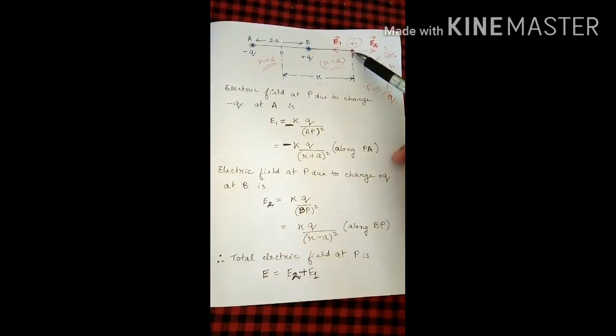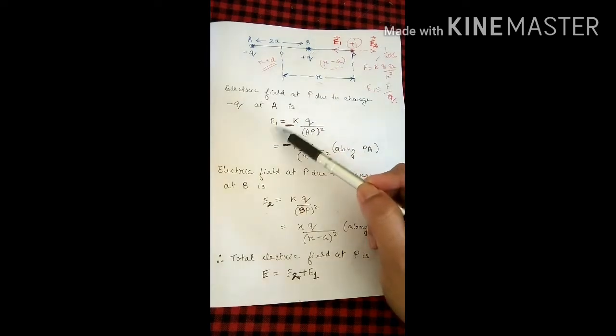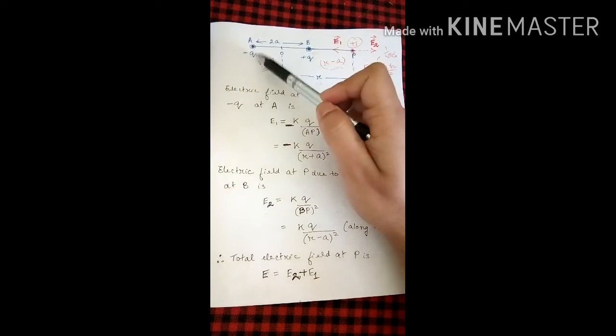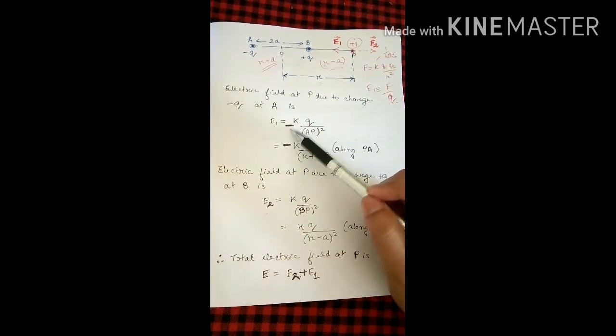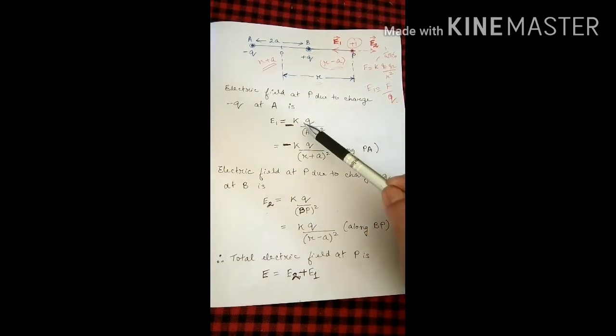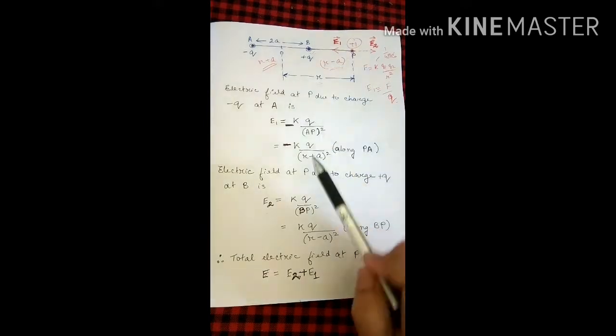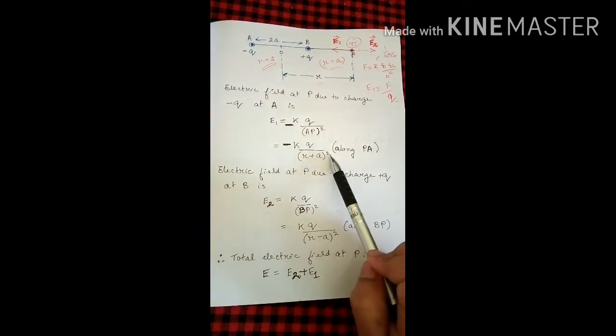We are writing the first field intensity as E1, which will be equal to KQ divided by the distance square. Now we have written the constant as K. What will be the first charge? Q, that should be minus Q, so we have put the minus sign outside. We now get KQ divided by AP square. Here this AP is the distance from here to here, which is R plus A. So we are writing here (R plus A) square.